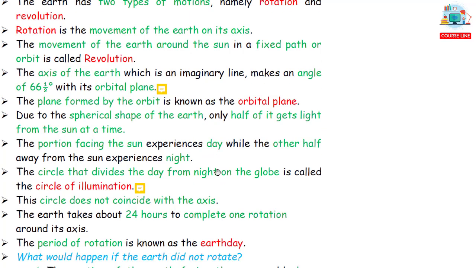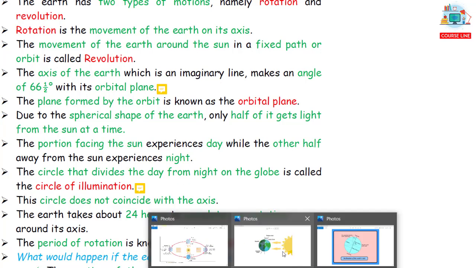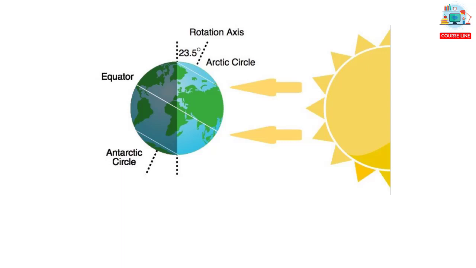The circle does not coincide with the axis. This is the axis and this is the circle. They are not coinciding, they are not in one line, because of the tilt of the axis by 23.5 degrees. This is also clear.